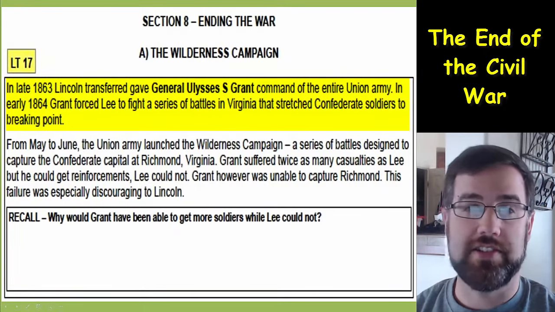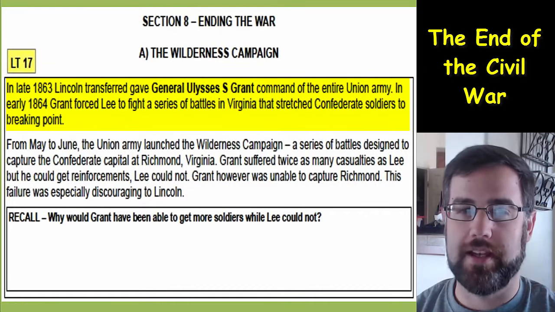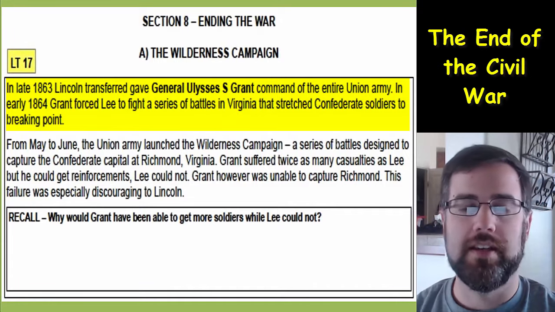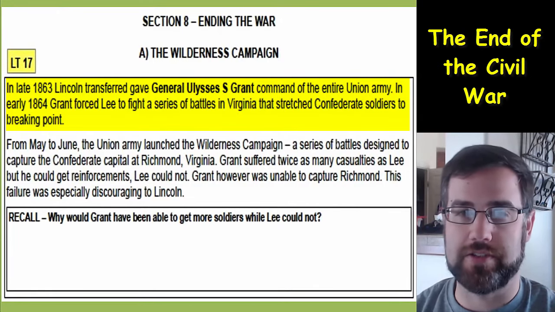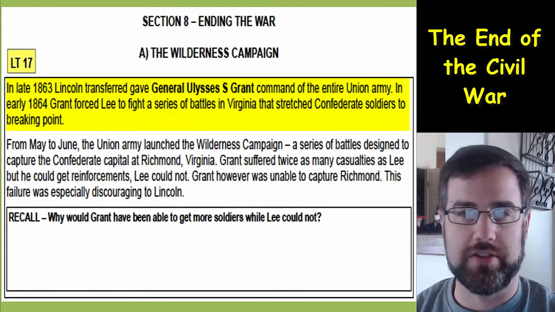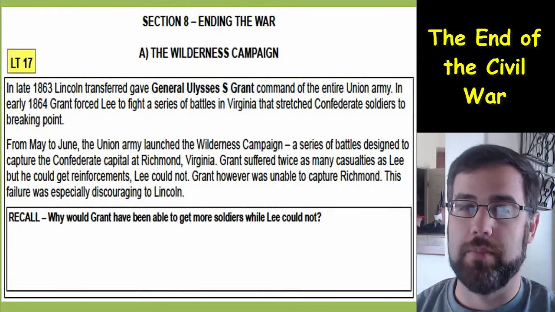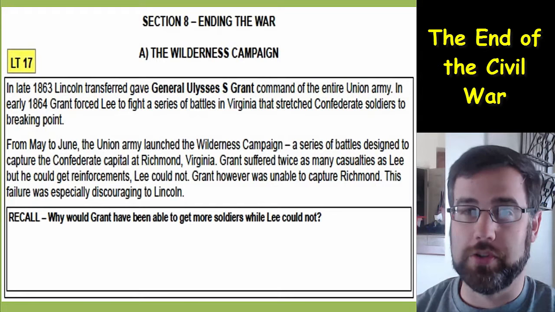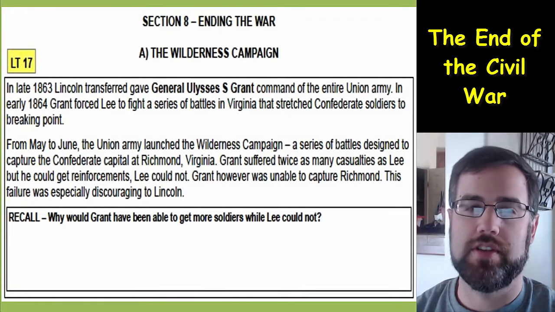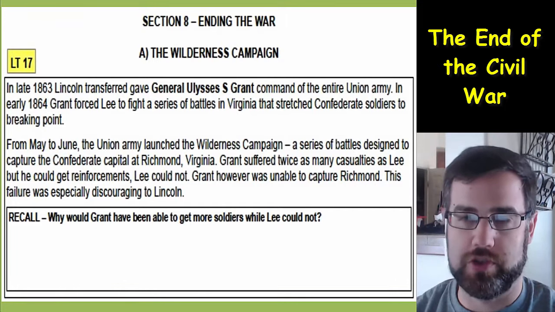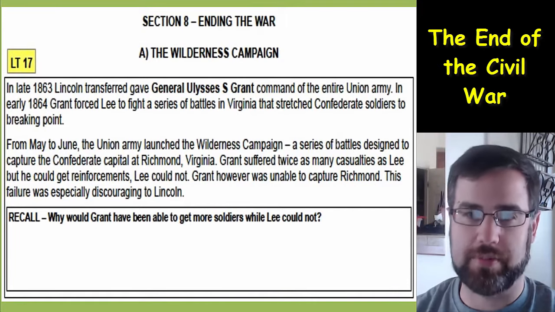In late 1863, Lincoln transferred command to General Ulysses S. Grant for the entire Union Army. In early 1864, Grant forced Lee to fight in a series of battles in Virginia that stretched the Confederate soldiers to breaking point. From May to June, the Union Army launched the Wilderness Campaign, which was a series of battles designed to capture the Confederate capital at Richmond, Virginia. Remember, that was step 3 of the Anaconda Plan.